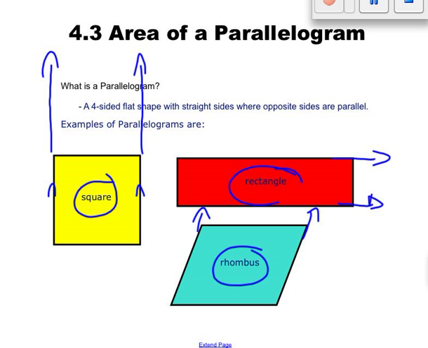So, are they all four-sided flat shapes? Yes. Do they all have straight sides? While the rhombus is on a lean, the lines are straight. And are the opposite sides parallel? Absolutely. So on all three of those points, the answer is yes. So all three of those shapes are parallelograms.